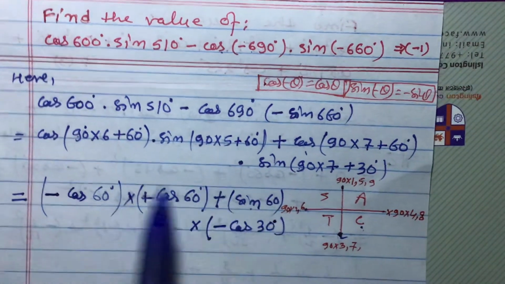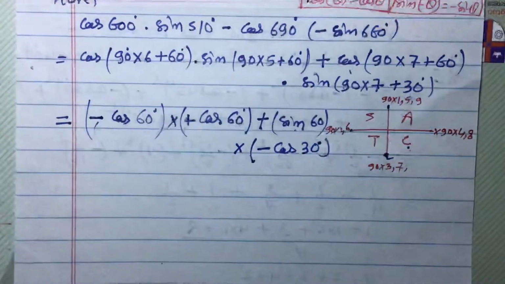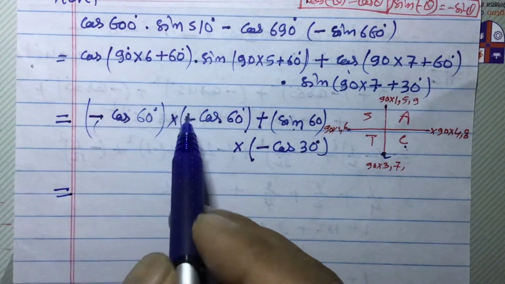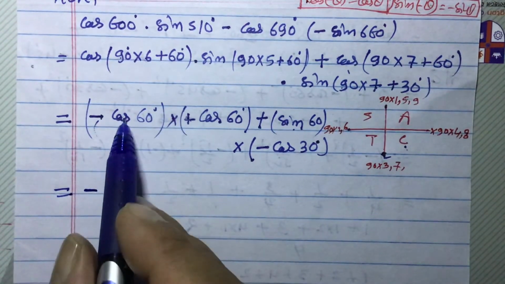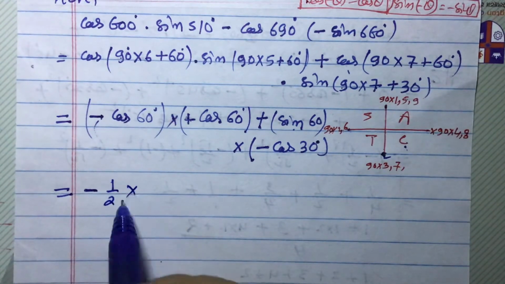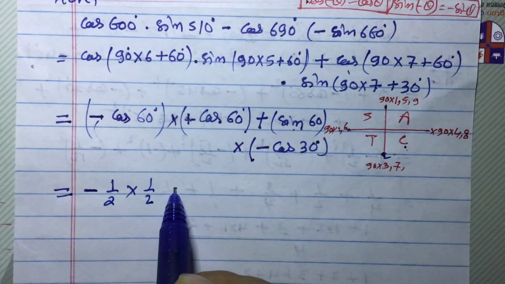So this is the main part of this chapter. So you need to learn in this way. Now look at here, how to simplify. This minus times plus will remain minus as it is. Cos 60 value, cos 60 is 1 by 2, times this cos 60 also 1 by 2. Now, minus times plus is minus again.